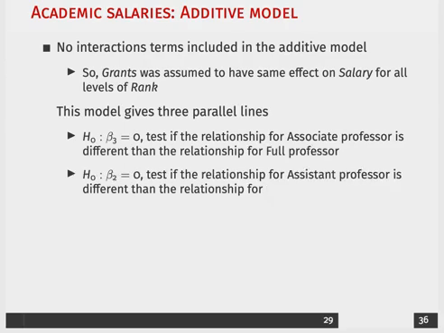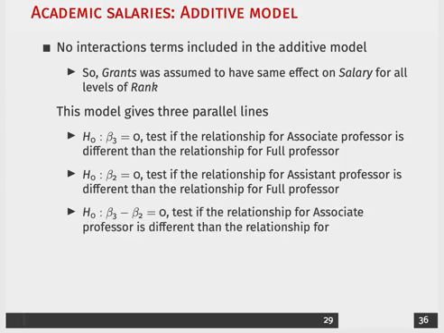The same can be said for beta 2, but again, since that's our first dummy, that is with reference to assistant professors and testing whether or not they're different than the baseline, and that's the relationship that full professors have with salary. Now, we can also set up a null hypothesis test with regard to the difference between beta 3 and beta 2, and that's testing if the relationship for associate professors is different than the relationship for assistant professors.